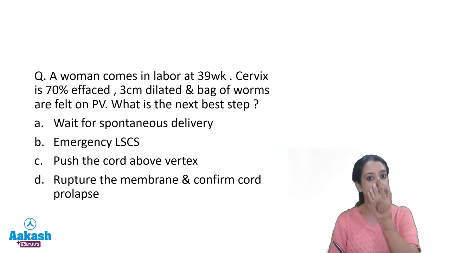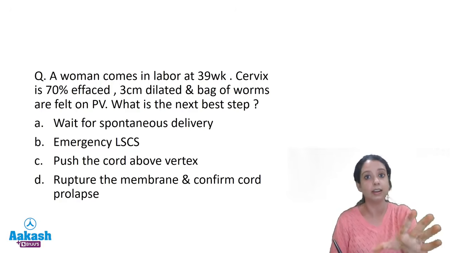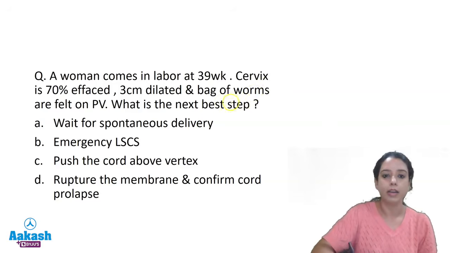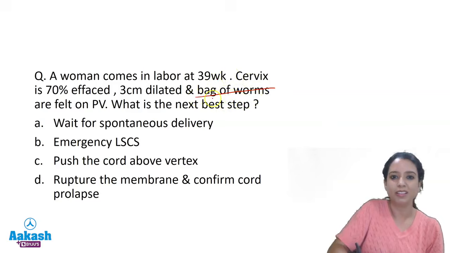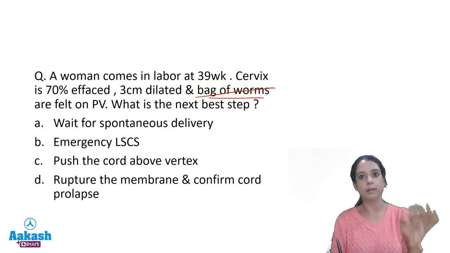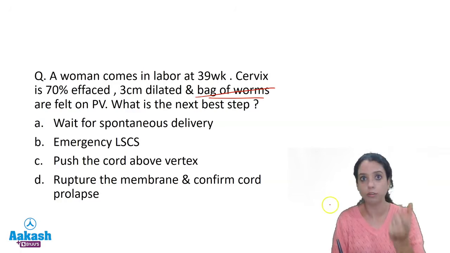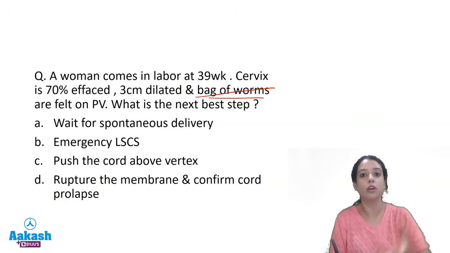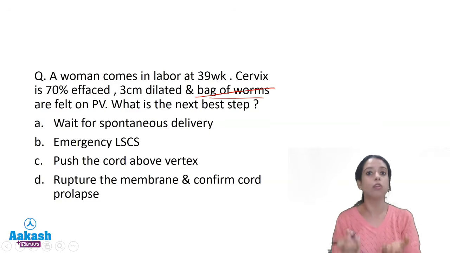Next, a woman comes in labor at 39 weeks. She is term. Cervix is 70% effaced, 3 cm dilated, so she is in early labor. Bag of worms is felt. What is that? It means the membranes have not ruptured yet, and through the membranes you can feel the bag of worms. It means she has cord presentation. It's not prolapse. Prolapse is when the membranes have ruptured and the cord comes out beyond the head of the baby. So this is cord presentation.